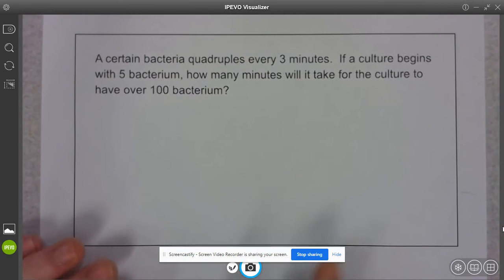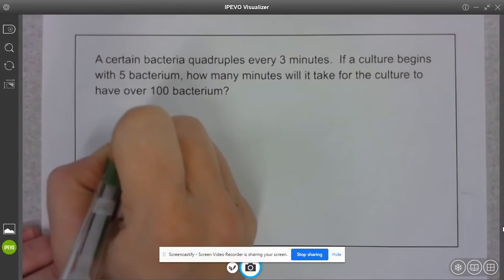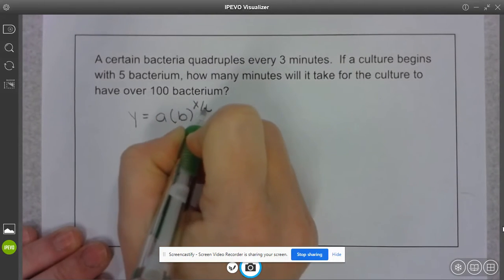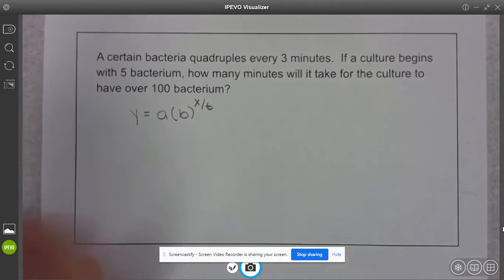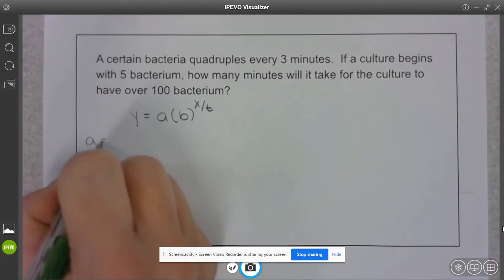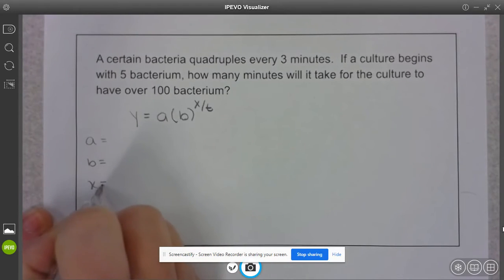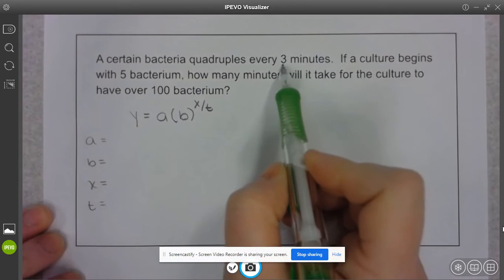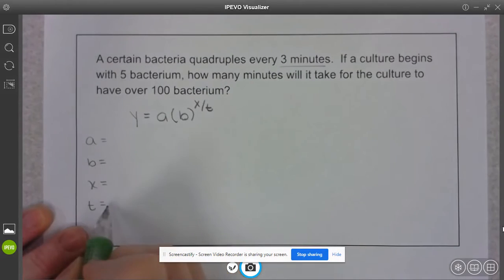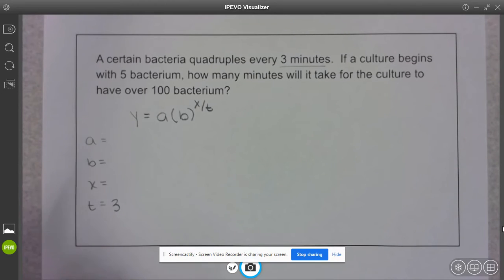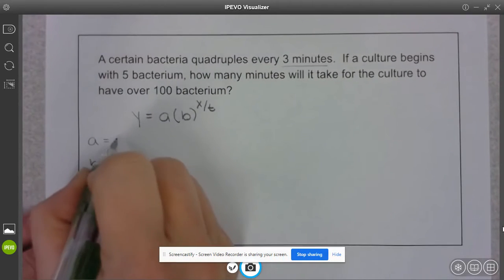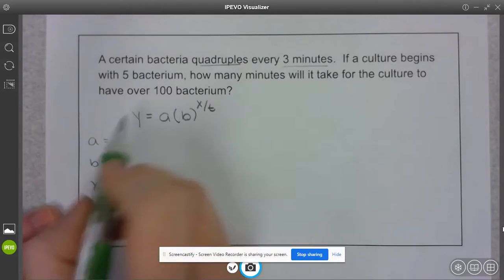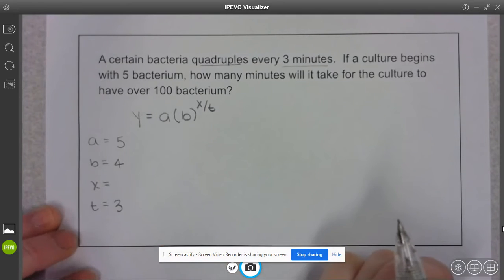All right, now we have a bacteria that is quadrupling. So that tells me I'm going to have this equation here. So I have A, B, X, T. Every 3 minutes tells me my T value. Beginning with 5 bacterium, that's A. Quadruples tells me that B needs to be 4.